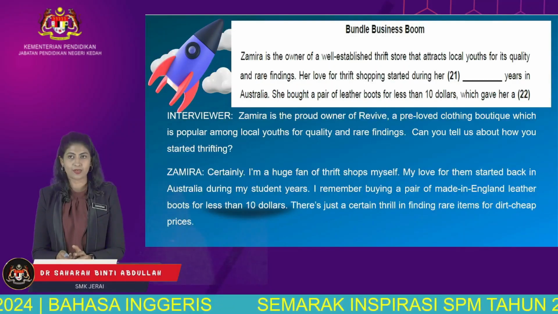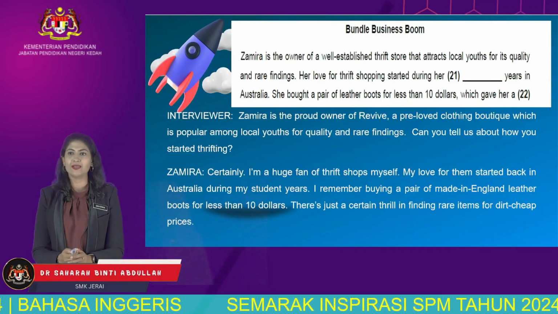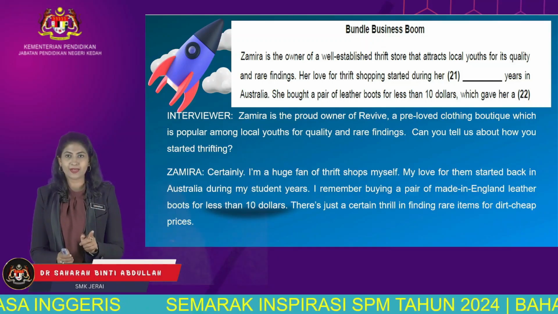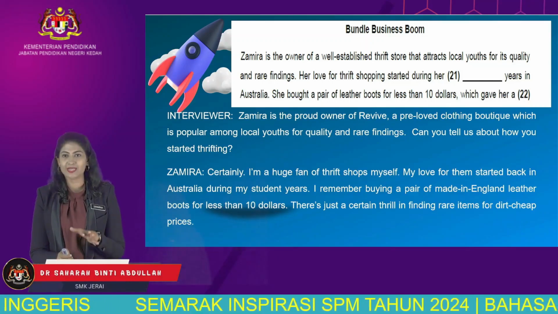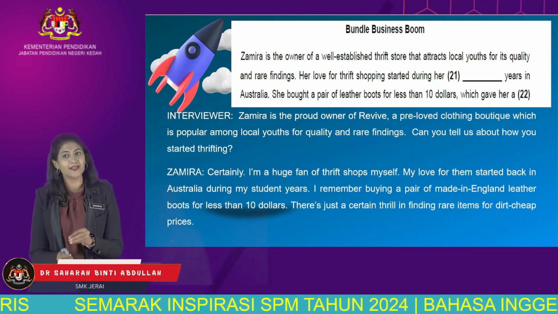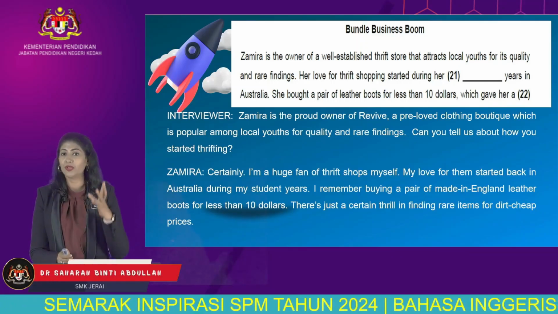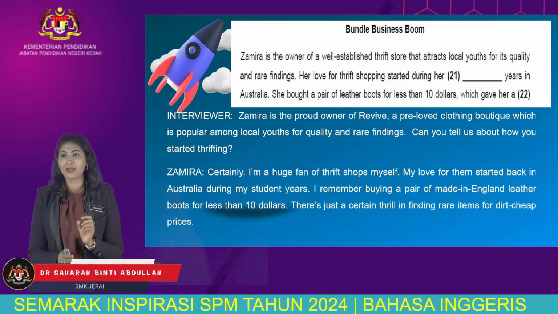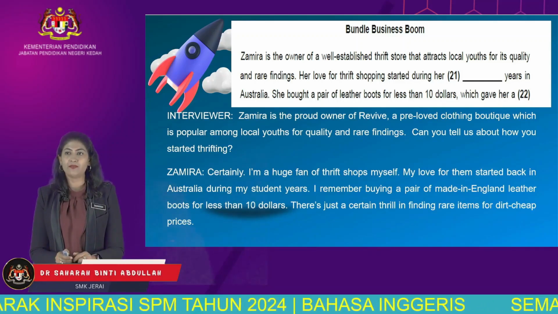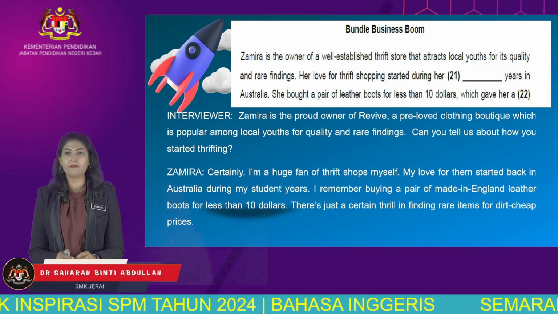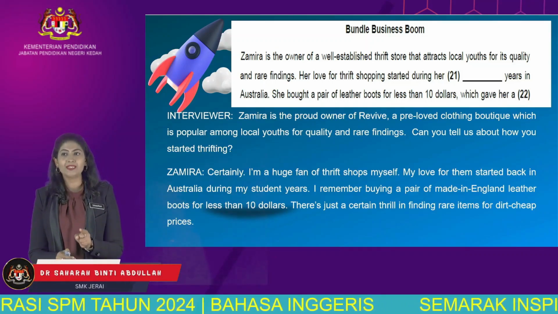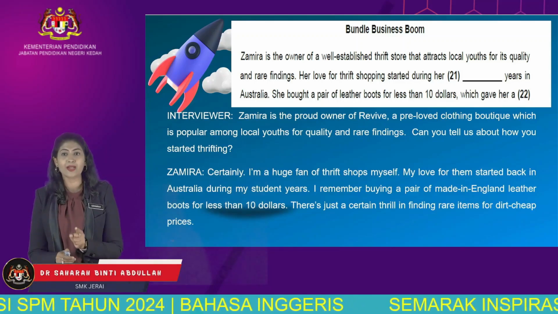Okay, let's look at the transcript now. Okay, for question number 21. Look at that. So where you have to pay attention is when the interviewer is asking something. So there's a clue for you where you can get the answer. If you could see here, the interviewer asked Zamira about this: Zamira is the proud owner of Revive, a pre-loved clothing boutique which is popular among local youths for quality and rare findings. Can you tell us about how you started thrifting?